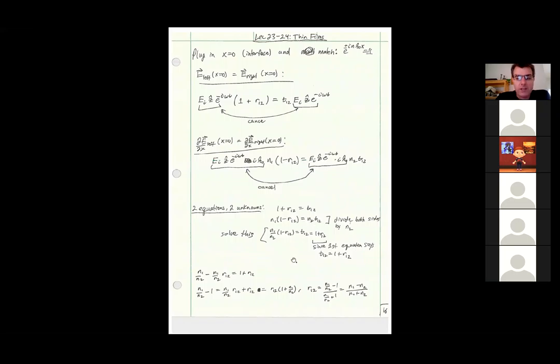So I get this pair of linear equations to solve. And I can solve them. I can go through the algebra. It's all written out here. And in the end, I get that the reflection coefficient is n1 minus n2 over n1 plus n2.